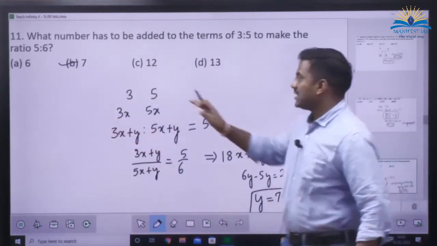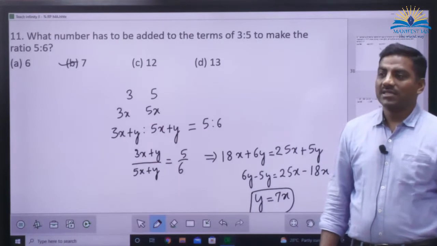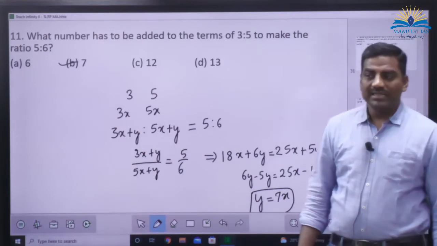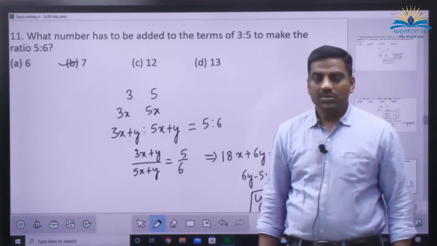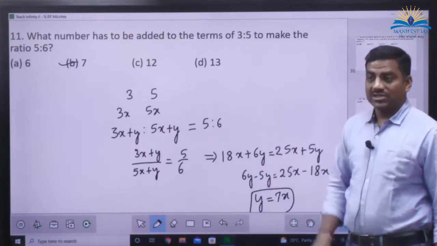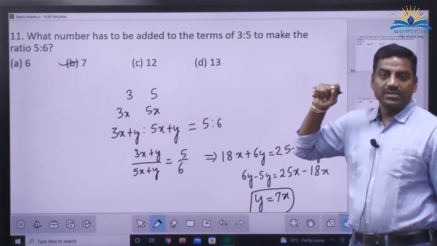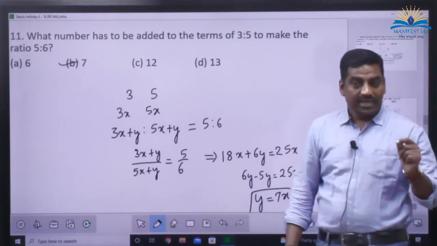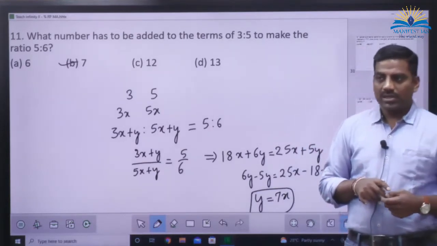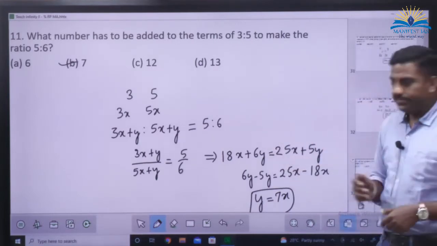If one more option was there, let's say instead of 12, 14 was there, then what would have been the answer? 7 can also be an answer, 14 can also be an answer. So we wouldn't have decided, because we have two variables and one equation. But we are lucky enough that three options are not divisible by 7 and only one option is divisible by 7. That is why among the given options, 7 is the answer. Understood my point? It is just a matter of chance that we got the option.